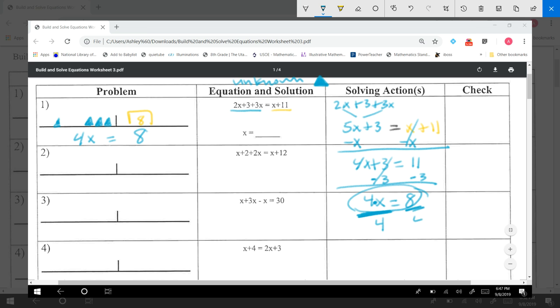Divide by 4, divide by 4. We're left over with just x, and then we just have to simplify. 8 divided by 4 equals 2. So each of these unknowns have to be a 2 to total up to be the same amount as the 8 so that it's balanced. So we can put our solution here, that it's a 2.